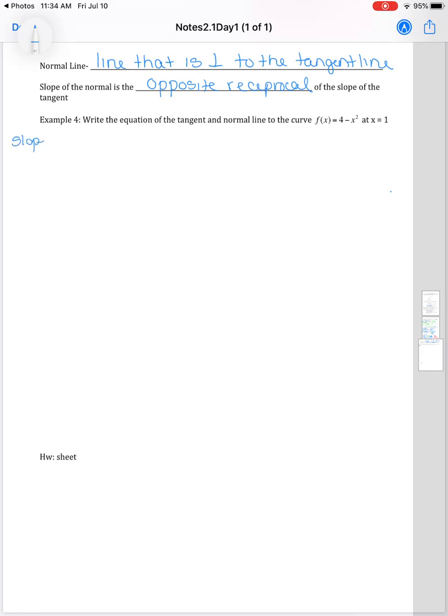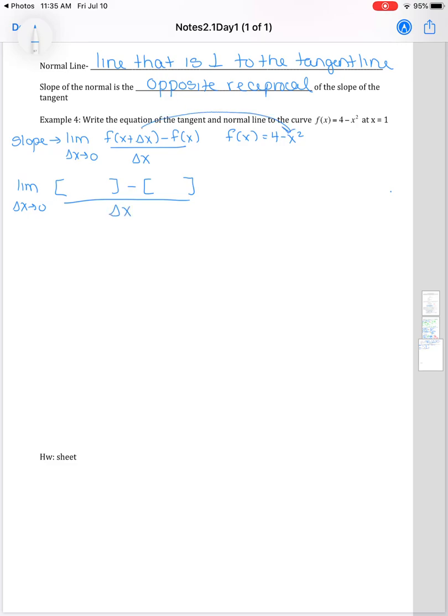So before anything can occur, we have to get the slope. In order to get the slope, we're going to use the long formula. So the limit as delta x goes to 0, f of x plus delta x minus f of x over delta x. Okay, so we have our function right here. So what I'm going to do is set up my thing here. Here's block 1, here's block 2.